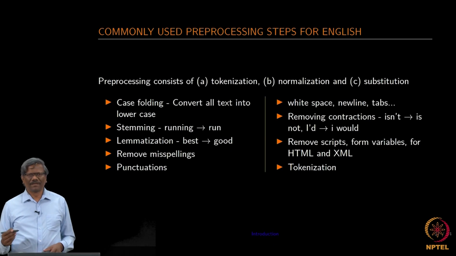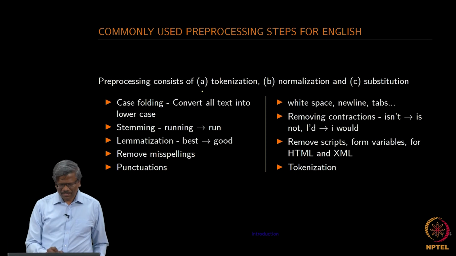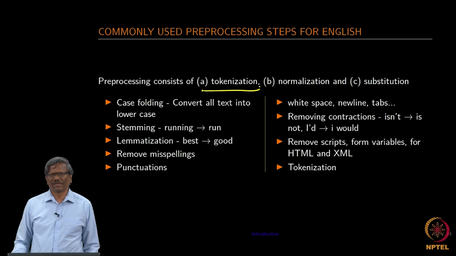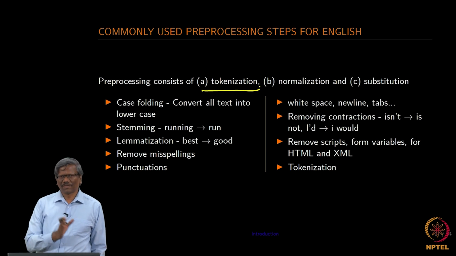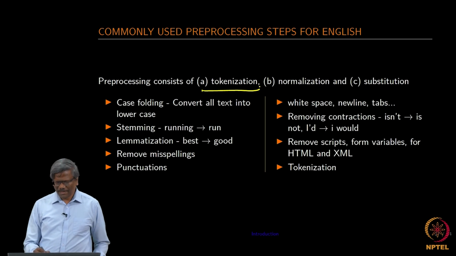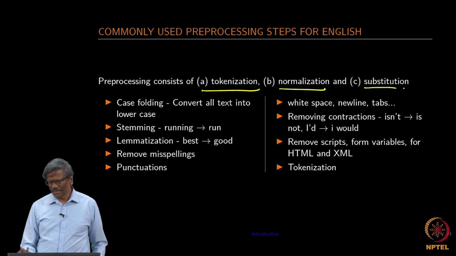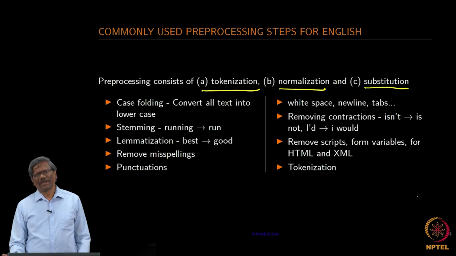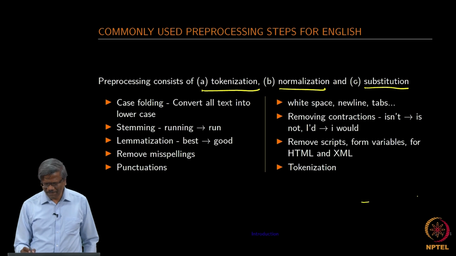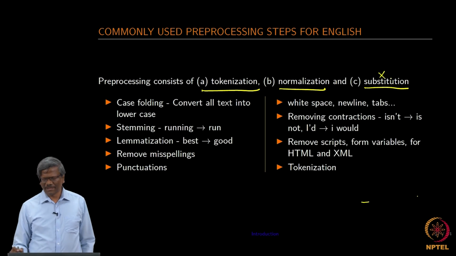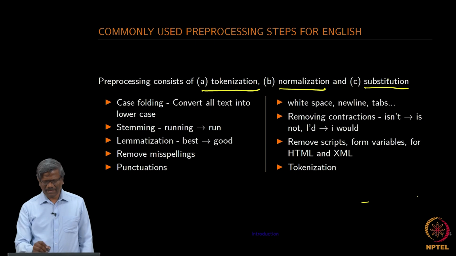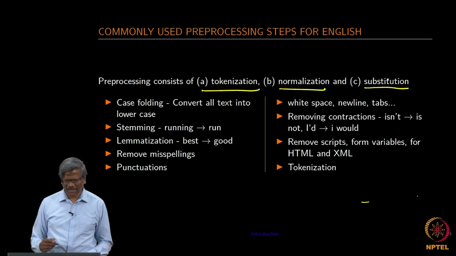So, the basic steps involved are, one is tokenization. Tokenization, as I mentioned earlier, is about splitting the text into words, right. And then the second step is normalization, and then the third one is substitution. Okay. So, you probably may not have substitution in many cases, but certain applications require substitution as well. Okay. So, we will talk about each one of those, okay, and what they are.